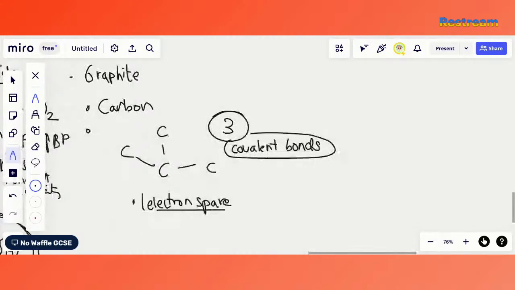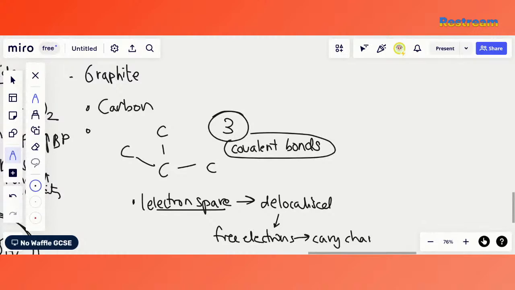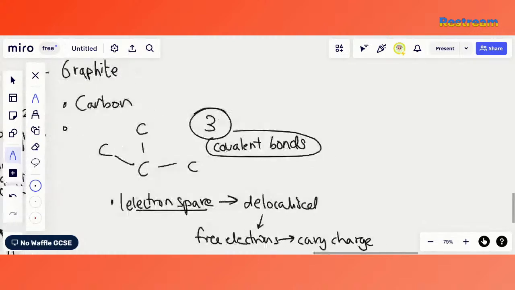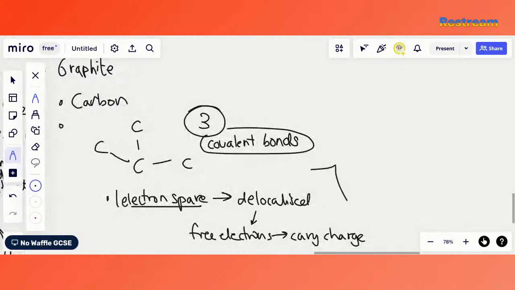And what do we call a spare electron? We call it delocalized. And when there are delocalized electrons, what does that mean? That means that there are free electrons available to carry charge, and therefore graphite is able to conduct electricity. That's why graphite is very useful.